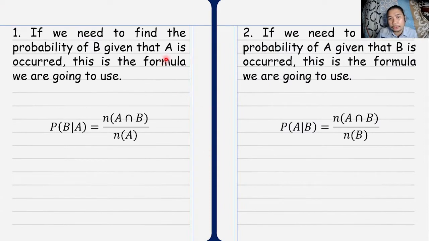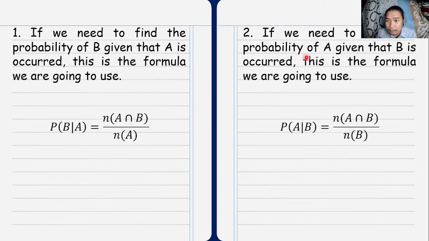So if we need to find the probability of B given that A has occurred, this is the formula that we need to use. And if we need to find the probability of A given that B has occurred, this is the formula that we need to use. So malinaw, kapag hahanapin natin si probability of B, letter B yung una nating sinusulat. Kasunod nun yung given, which is yung event A. And then yung denominator nun, number of A, since ito yung ating given. Ganun din sa number 2.